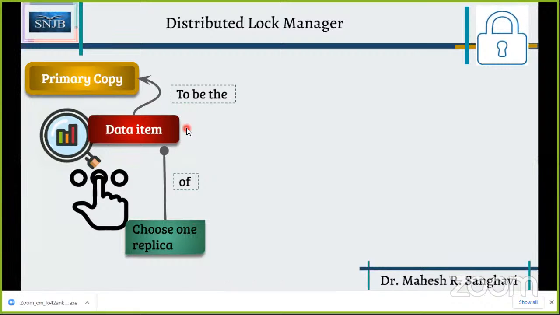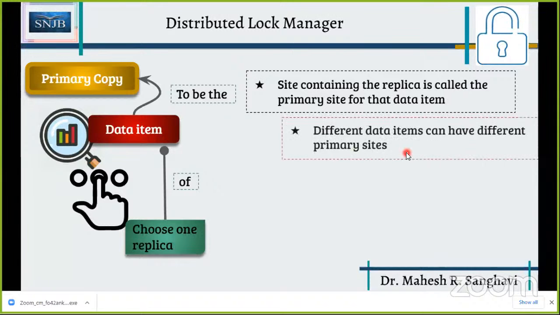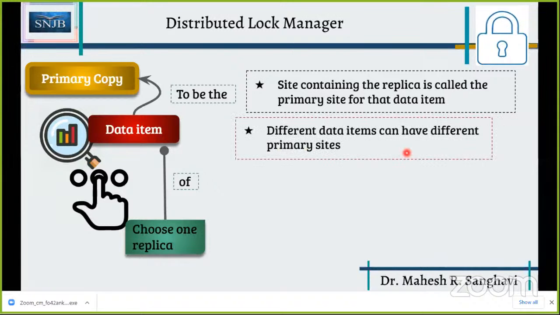So once the primary copy is decided, the site where this particular data item resides will also be known as the primary site. So the idea we need to take from this is that the site containing the replica is called the primary site of that particular data item. And all the other sites will have its replica. So different data items can have different primary sites.